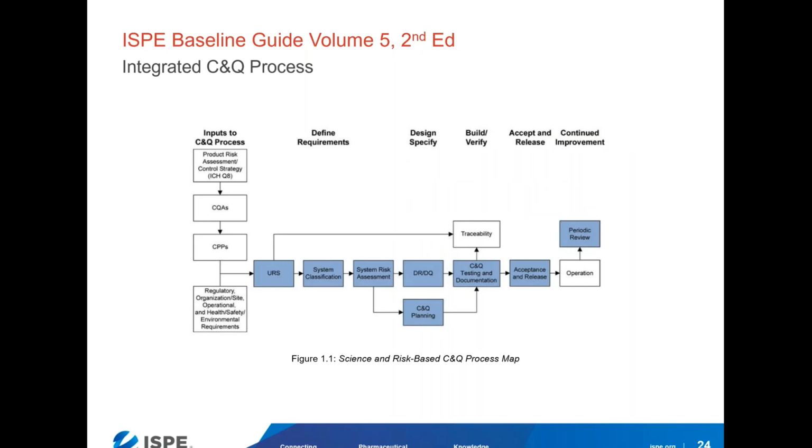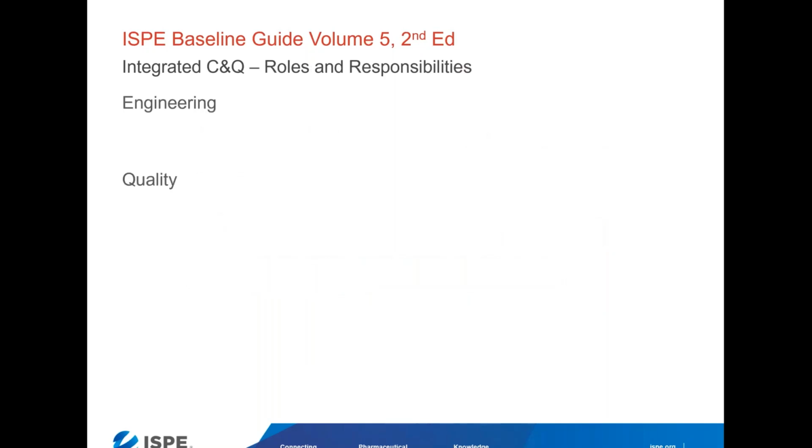So what does the process look like? This is the C&Q process that's described in the revised guide. If you're familiar with E2500, it's not considerably different. If you're familiar with a legacy C&Q approach, it's not considerably different. What's really changed is how you progress through this process and kind of the roles of engineering and quality through the process. So what do those look like?